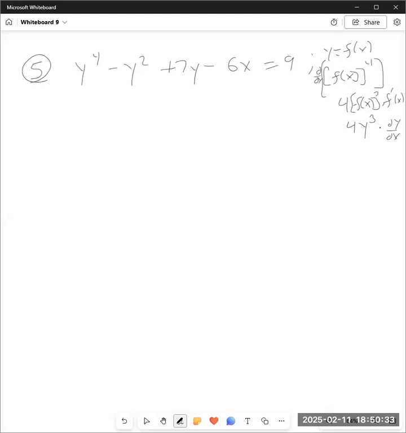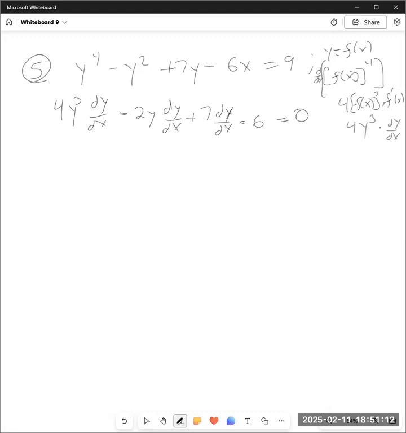So every time I differentiate a y piece, I'm going to have a dy dx on the end of it because of the chain rule. So that's what's going on with implicit differentiation. This is 4y to the third dy dx minus 2y dy dx plus 7 dy dx. Now notice there's no y's in this term. This is just a regular derivative with respect to x. So that's minus 6. And don't forget the derivative of a constant is 0.